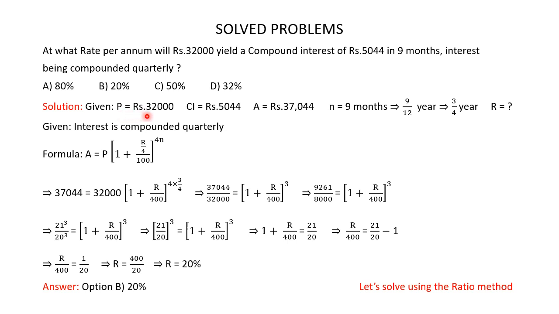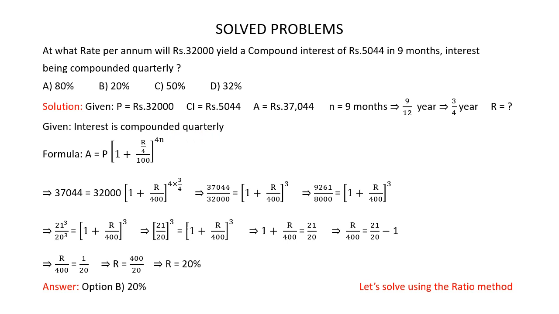Here it's given that principal is rupees 32,000, compound interest is rupees 5,044. Since amount is equal to principal plus compound interest, the amount here would be 32,000 plus 5,044, which is rupees 37,044. Time is given as 9 months, and when this is converted to year, we get 9 by 12 year, which is nothing but 3 by 4 year. So time is 3 by 4 year, and we are asked to find the rate of interest. It's also given that the interest is compounded quarterly.